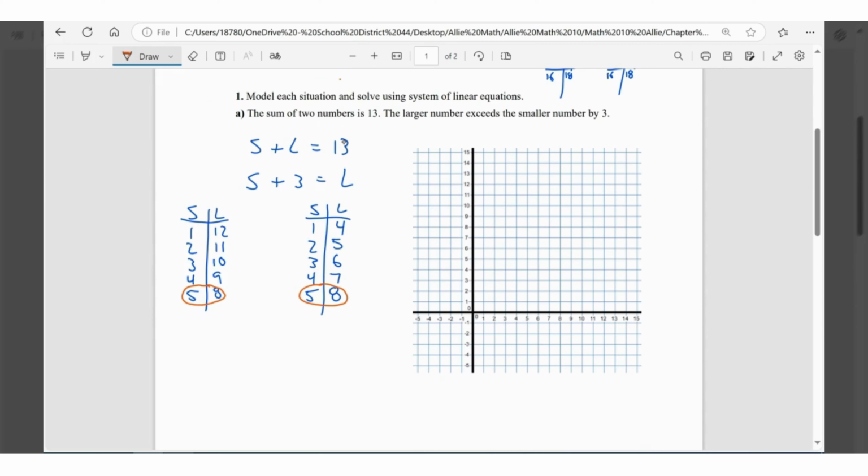And let's graph it. So let's do S plus L equals 13. A good way to start with ones like this is to start with your x and y intercepts. So if we have S and we have L, when S is 0, L is going to be 13. And if L is 0, then S would need to be 13. And then we just need to connect all the ones in between there.